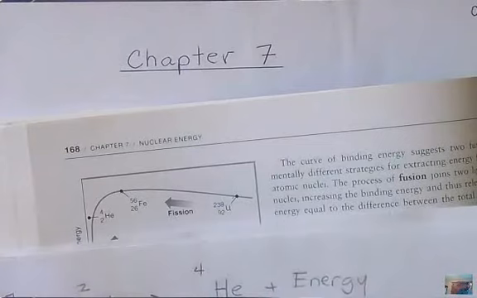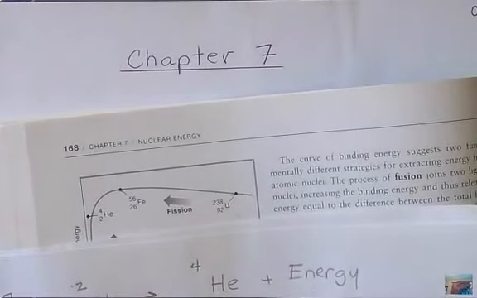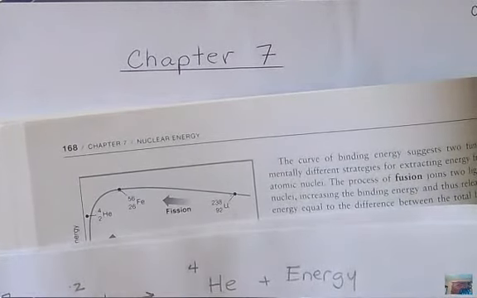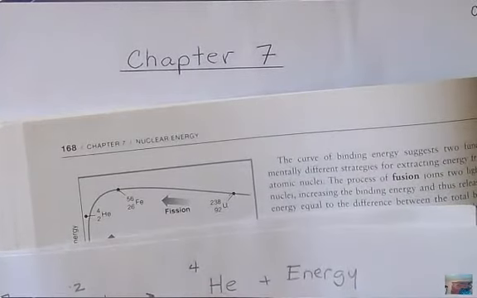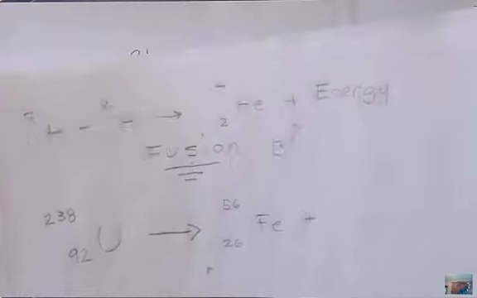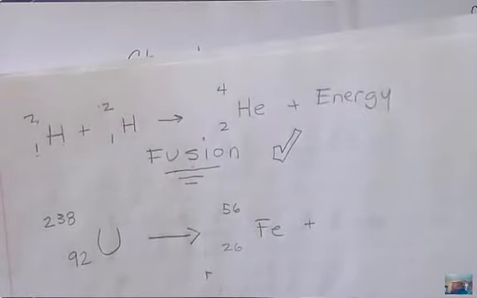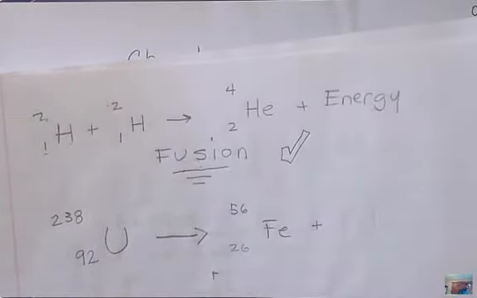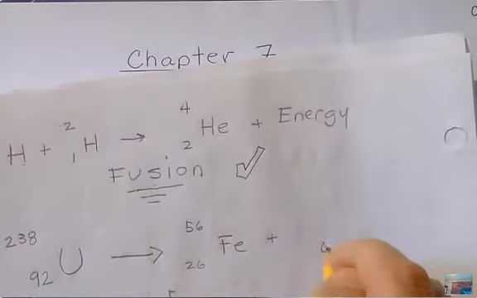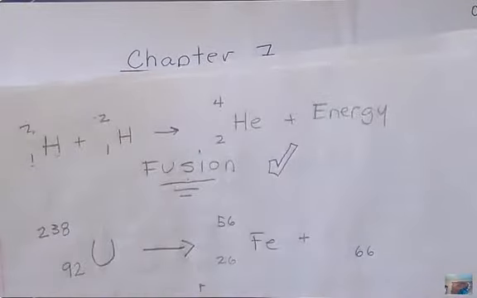If we know that we're going to make iron-56, plus whatever the other guy has to be, so I know I'm going to make iron-56. If I take 92 and take away 26, I have to get the atomic number of the other part. So 92 minus 26 gives me 66. If I was able to do this, I can look up what that element is in a second.